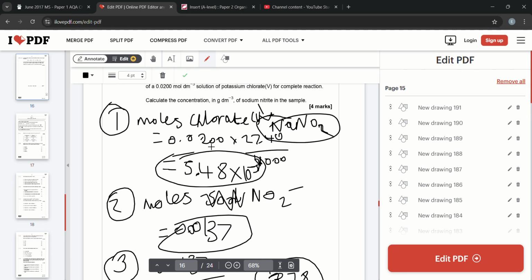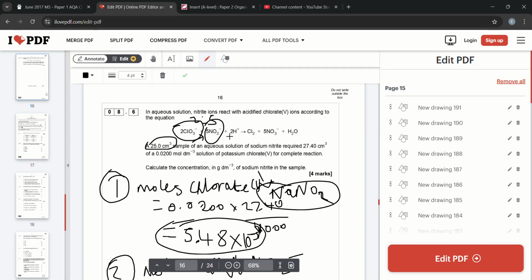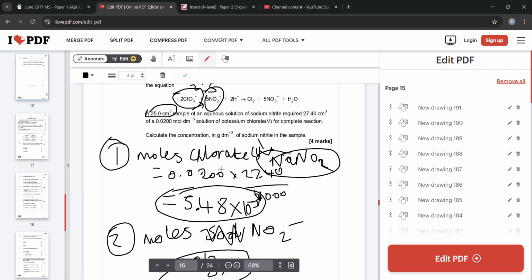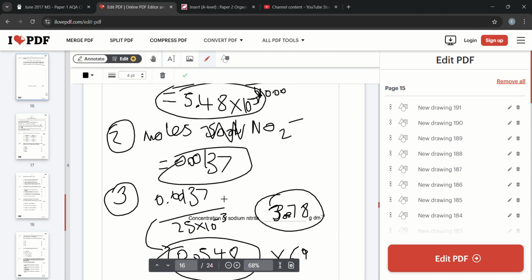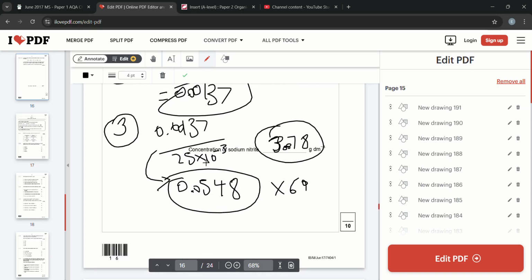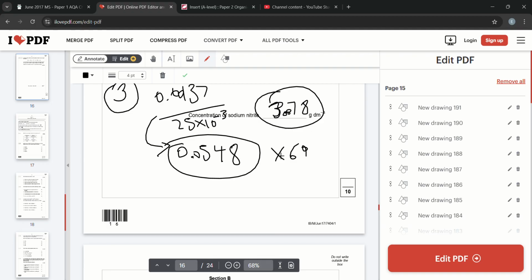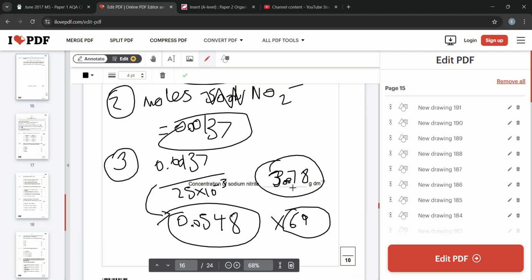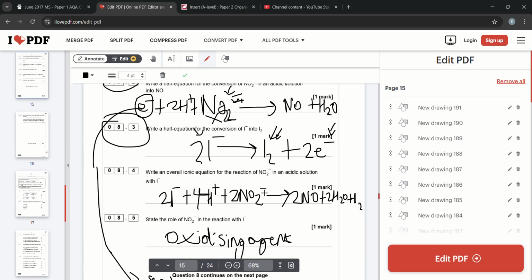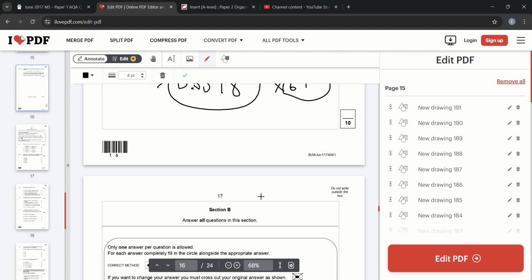Find the moles of chlorate ions, find the moles of NO2 minus using the 2 to 5 molar ratio. And then we can find the concentration: moles divided by volume. Therefore, to find the concentration of sodium nitrite, NaNO2, we need to times it by the Mr of NaNO2, which is 69, and that will give me 3.78 grams per dm³ for the concentration of sodium nitrite. And that is the end of question 8.